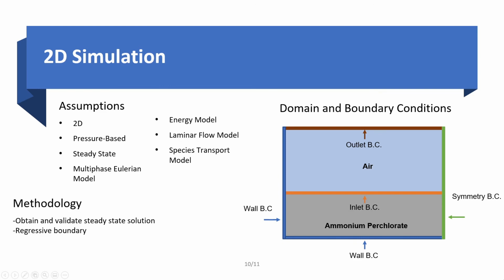The last element of our project is the 2D simulation. Here we assumed 2D flow, pressure-based, steady state. We additionally are using the multi-phase Eulerian model, the energy model, the laminar flow model, and the species transport model. Our methodology is to obtain and validate a steady state solution. After doing this, we will use the steady state results as initial conditions for unsteady numerical calculations with a regressive boundary. Our domain and our boundary conditions are depicted on the right.